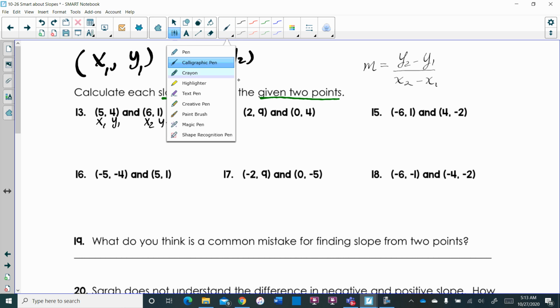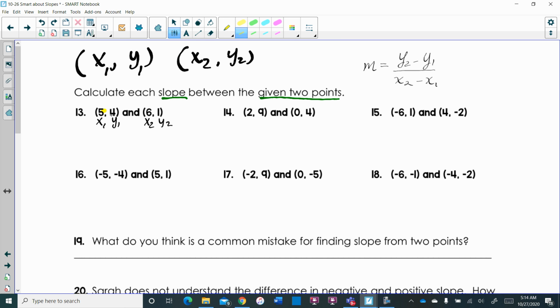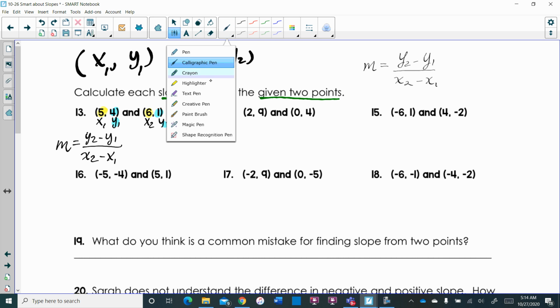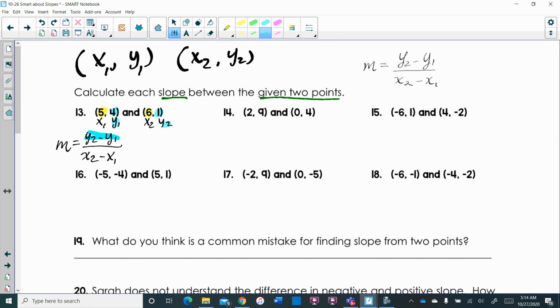Now, some people just go straight to color coding, highlighting. So all my x's are the same color, and all my y's, my y1s, my y2s, are the same color. That lets me know when I use my formula, because you're going to have to use the formula m equals the change in the y, or the difference between the y, so y2 minus y1, over x2 minus x1. So right off the bat, I know my blue coordinates are on top, and my yellow coordinates are on bottom.